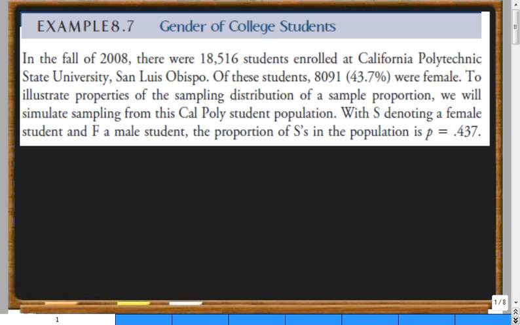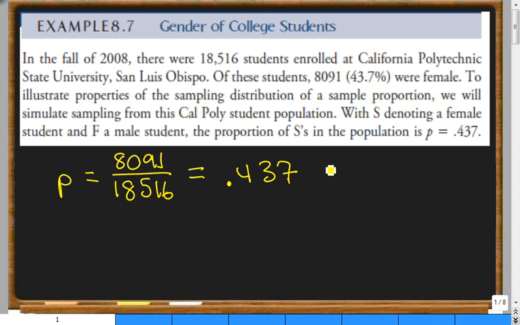If we were looking for the probability that someone is female, we're going to see that we have the number of females, which is 8,091 over 18,516. And so our proportion there is going to be 0.437 or 43.7%. So this is the probability of being a female.